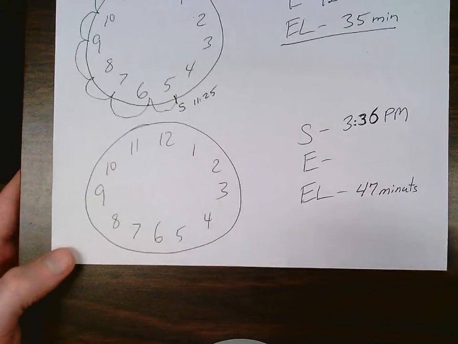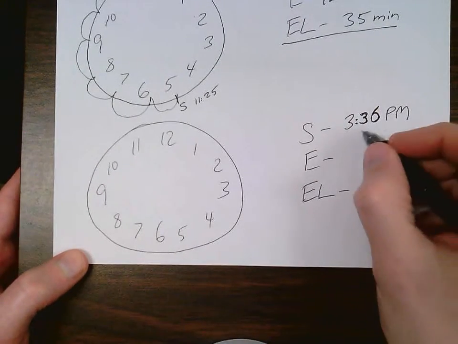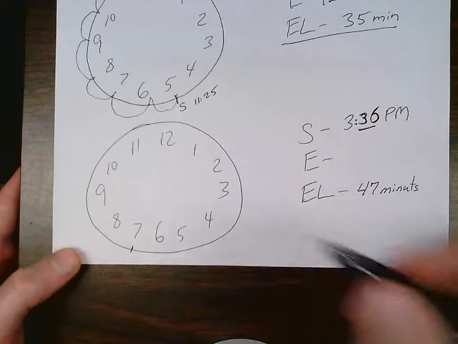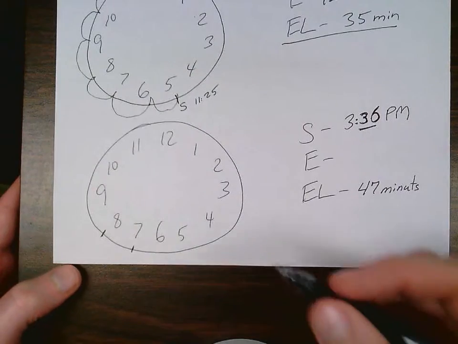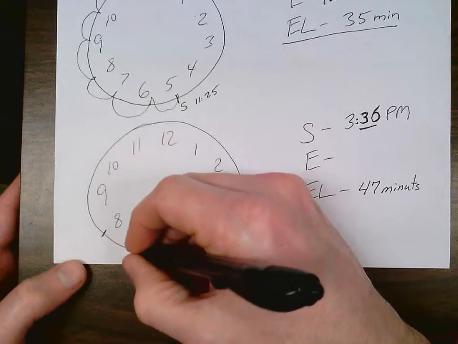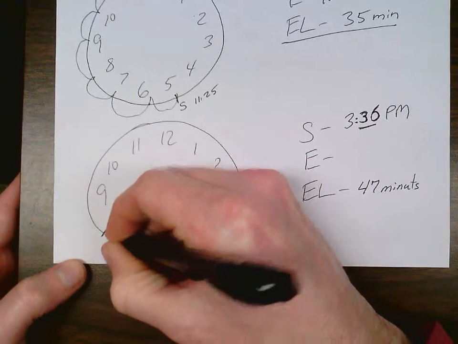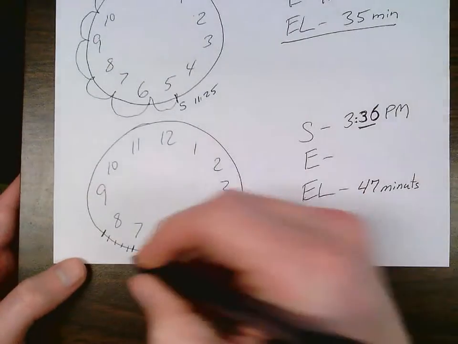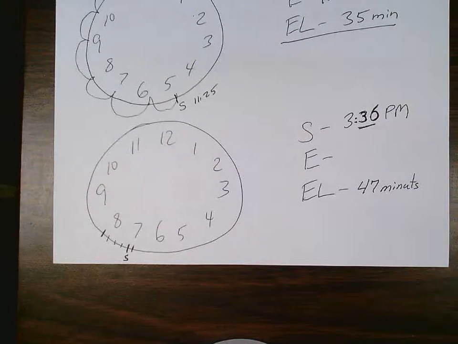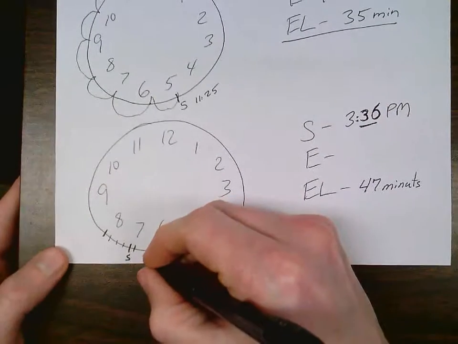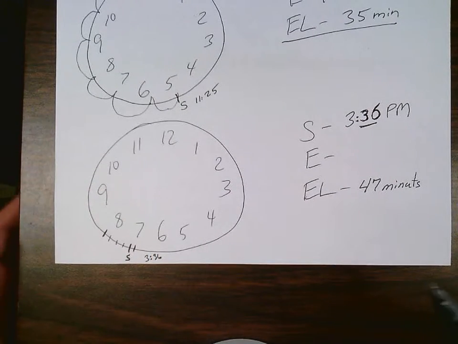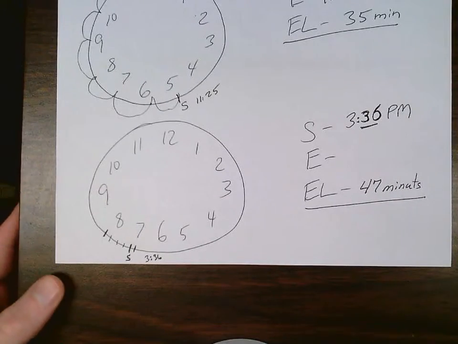So to mark my start time, I have to mark it on the 36. If this here's 35 and this here's 40, 36 is going to fall between that. So I'm going to make the 5 minutes between 35 and 40. So 35, 36, 37, 38, 39, and 40. I'm going to mark my start right on the 36. And once again, I'm going to put that time down there, 3:36. And I add on my elapsed time minutes, 47 minutes.